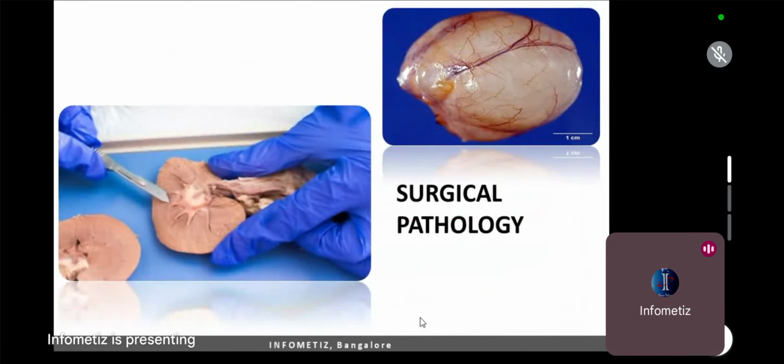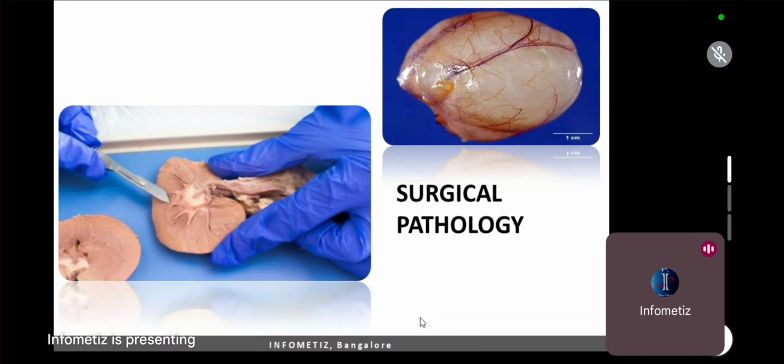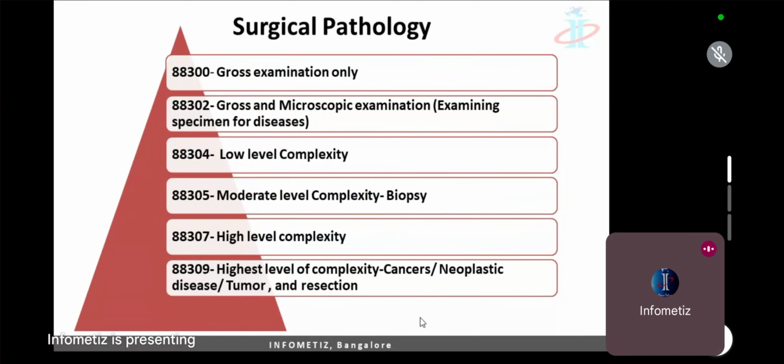Surgical pathology is what? After an operation, the sample from our body will be sent to the pathologist to check what the abnormality is. What was the abnormality? Already we have taken it. We have extracted it. So the pathologist will check that sample.